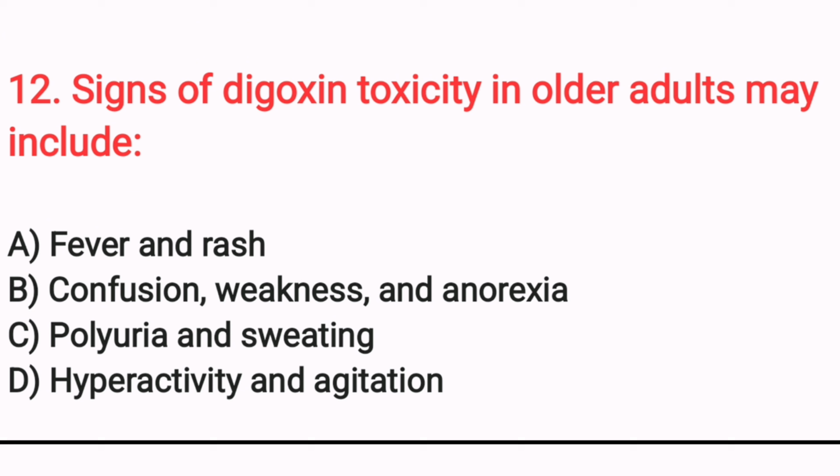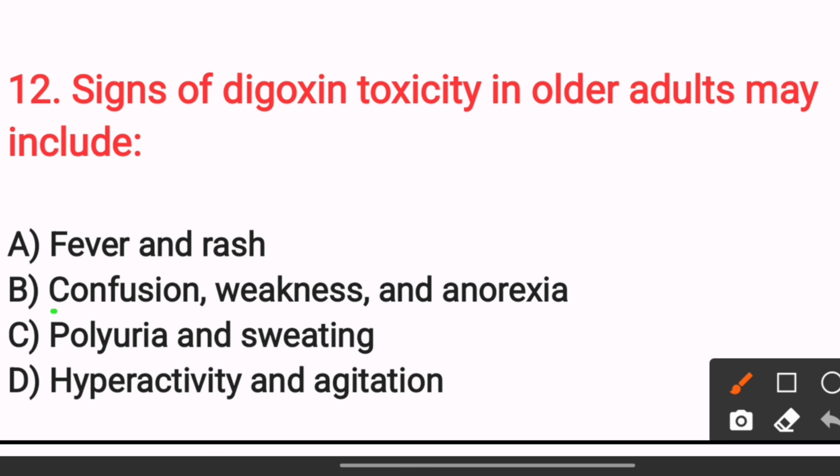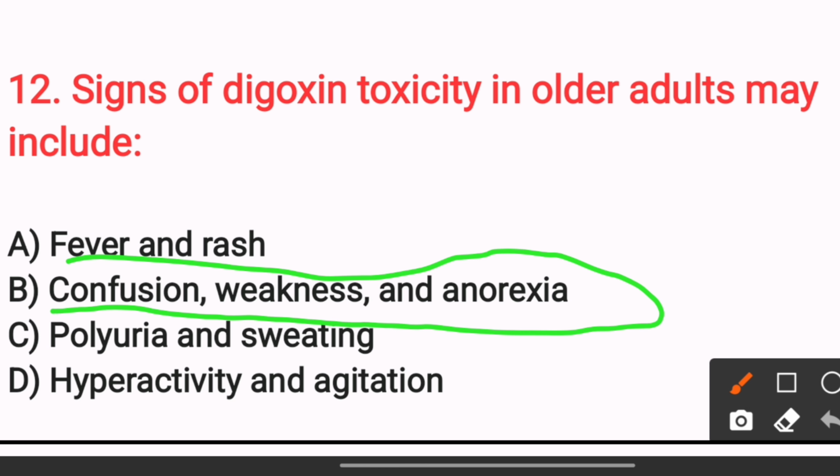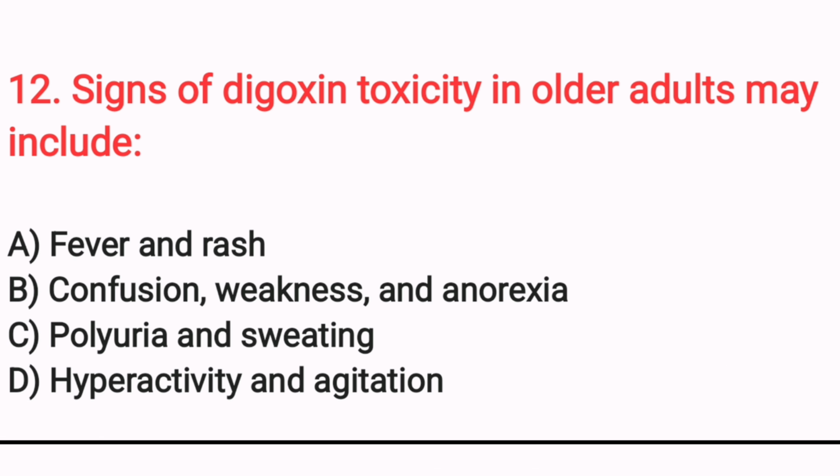Next, signs of digoxin toxicity in older adults may include: option A, confusion, weakness and anorexia. Option B is the correct answer because older adults often show non-specific toxicity signs. Early recognition is critical.